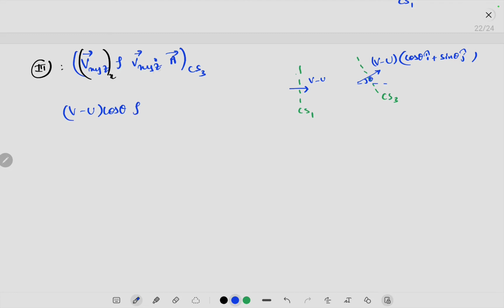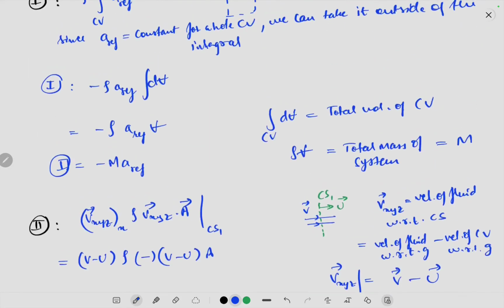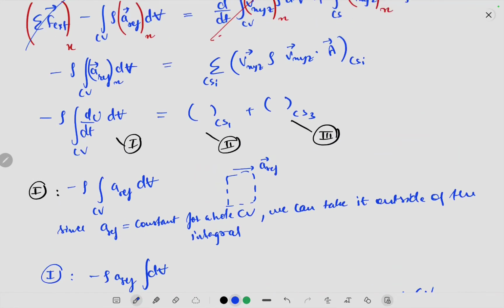Then rho, and what is Vxyz dot A? This is nothing but Vxyz and A, and since it is the outlet, this will be a positive thing. What is the magnitude of Vxyz? It is V minus U. So this is V minus U and A. So this is V minus U whole square cos theta rho A. This is my third term. So let's just write 1, 2 and 3.